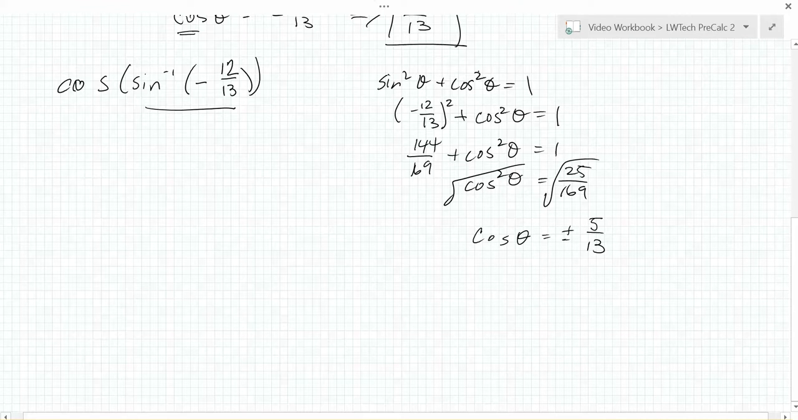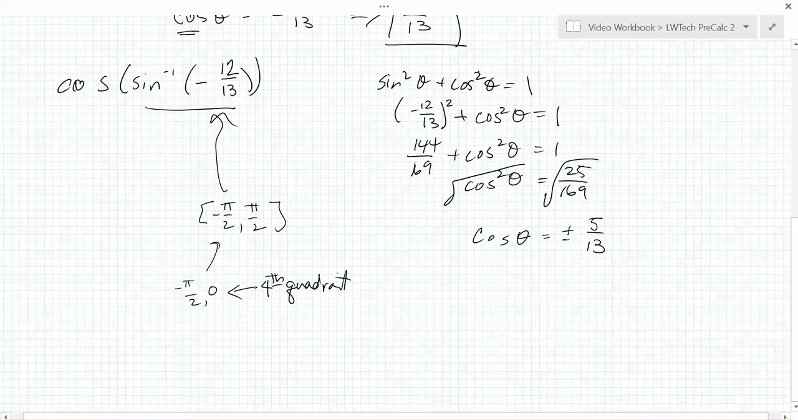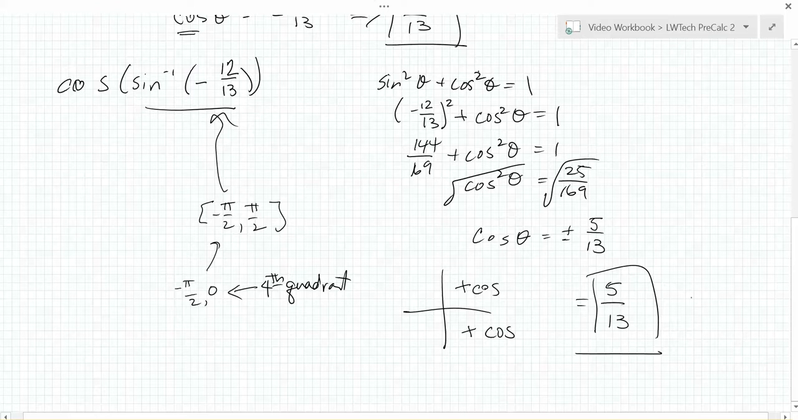Well, which one? Since the arcsine of negative 12 over 13 indicates an answer between negative pi over 2 and pi over 2, and the 12 over 13 was negative, that means our answer was between negative pi over 2 and 0, which is the fourth quadrant. Well, the cosine happens to be positive in both the first and the fourth quadrant, which means that we again need to pick the positive 5 over 13 result for our answer in this case. And we find that the cosine of the inverse sine of negative 12 thirteenths is positive 5 over 13.